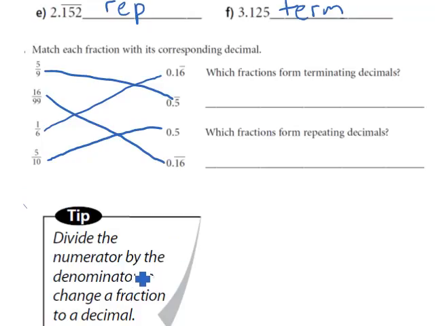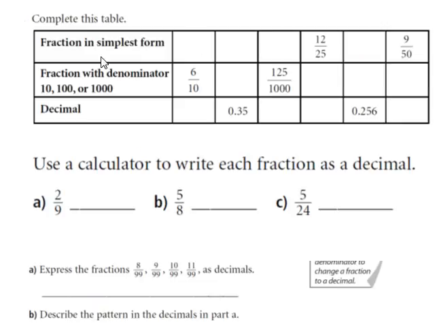Here's that tip that I talked about. Divide the numerator by the denominator to change a fraction to a decimal. It's simple. You can use a calculator if you'd like. Okay, here's a table that I'm going to use to convert between different formats: a fraction in simplest form, a fraction with a denominator of 10, 100, or 1,000, or a decimal. So what we do is just go column by column.